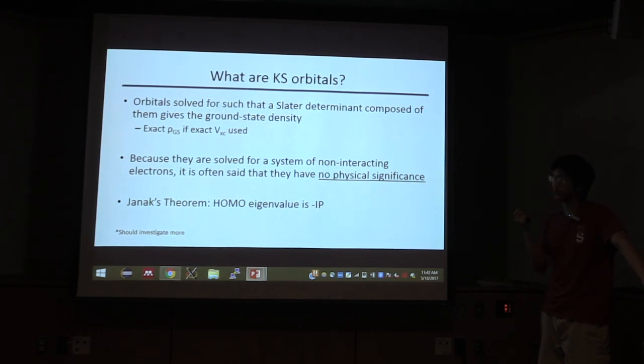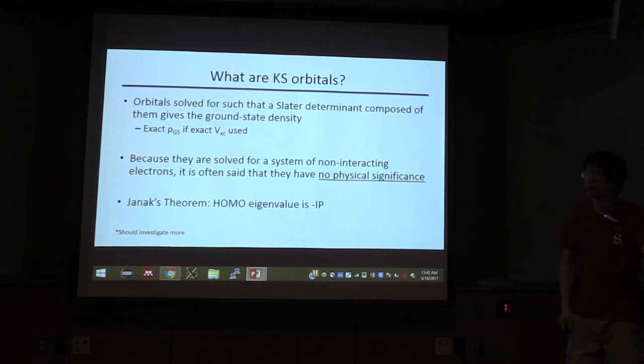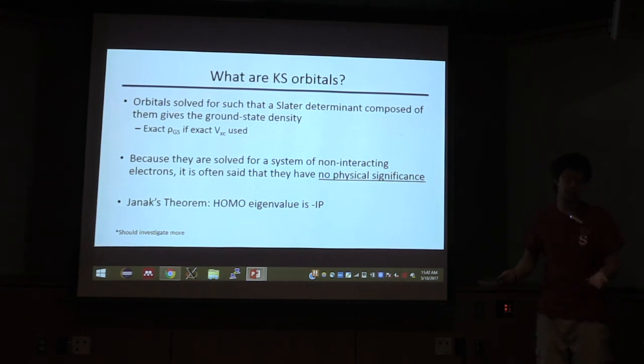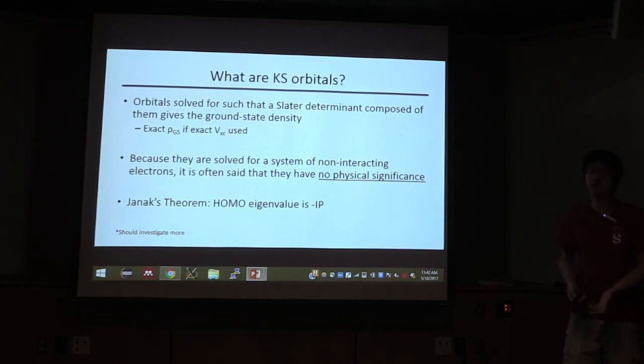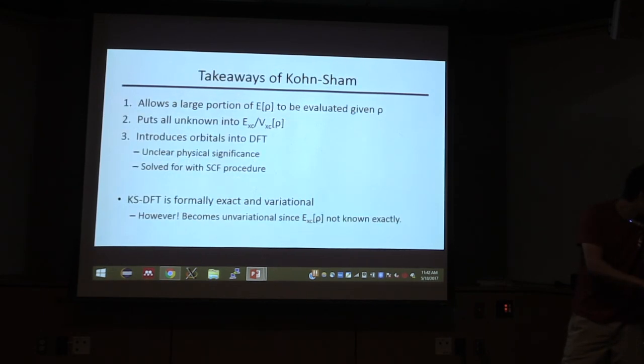I'll also say that people still use Kohn-Sham orbitals and eigenvalues. They often interpret them with physical significance in the literature, and empirically they do seem to match up. It's just that there's no real reason to believe that they should match up. They just happen to. No rigorous reason. There probably is a reason.